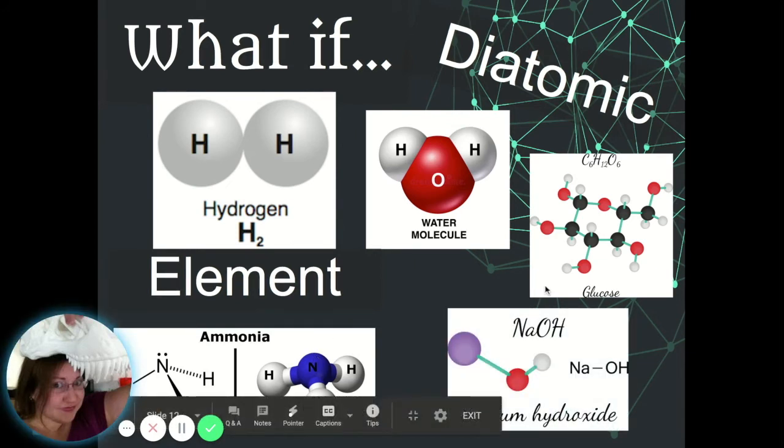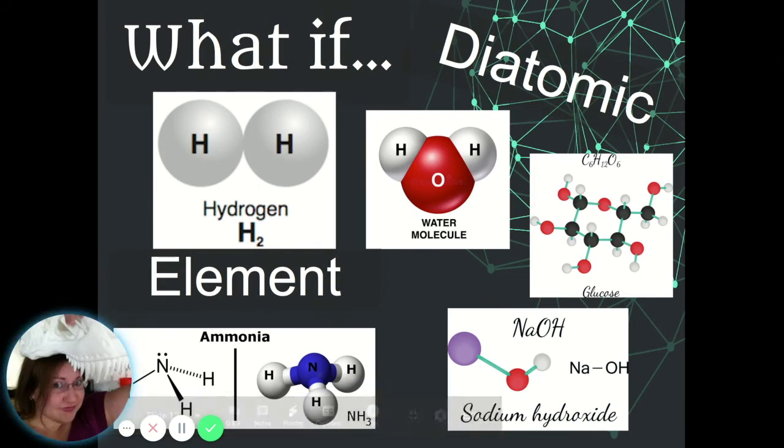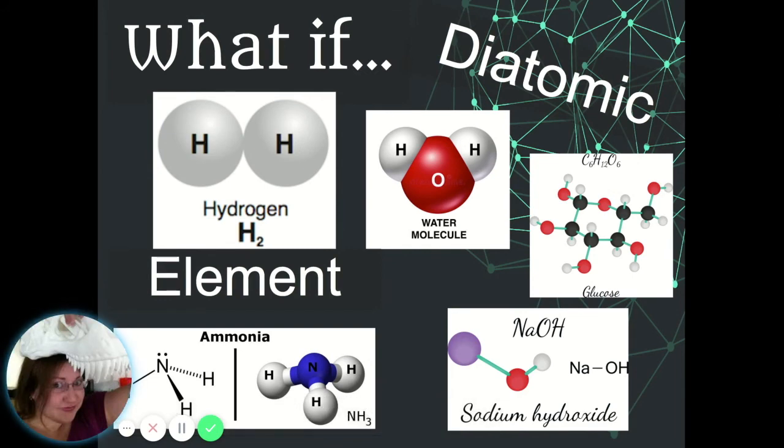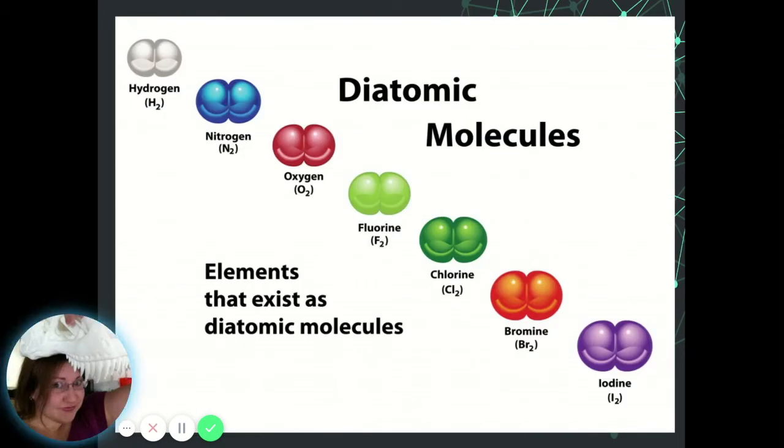Same thing with sodium hydroxide, NaOH. It's got sodium, oxygen, and hydrogen. So this is a molecule of sodium hydroxide. It's a compound, two or more different elements. So here are other elements that are going to exist in nature as diatomic molecules. All of these elements are going to be found naturally paired together with one of its buddies.